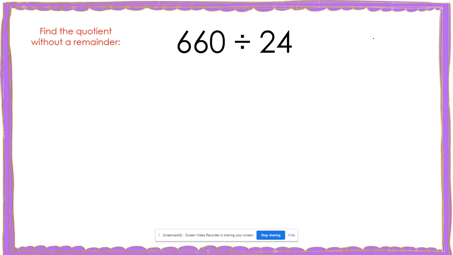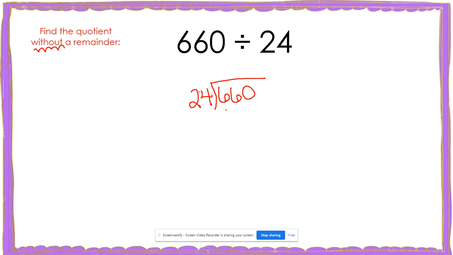Now let's look at this problem. This says 660 divided by 24. So again, my 660 will go inside the long division symbol, and 24 will go outside. If I look at this problem, it says find the quotient without a remainder. So if this doesn't go in wholly, then we need to find out what are the parts of it that will. So if I look at 6, I know that 24 will not go into 6 because that is too large. So let's look at 66.